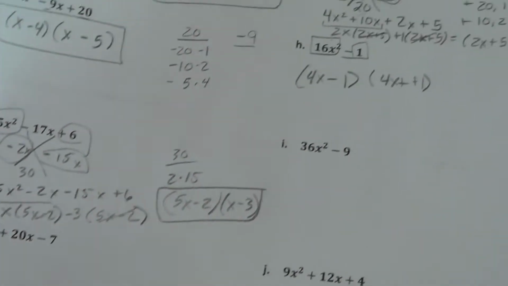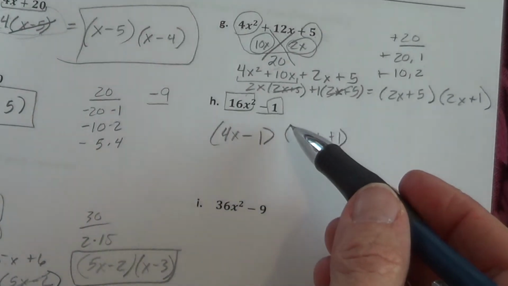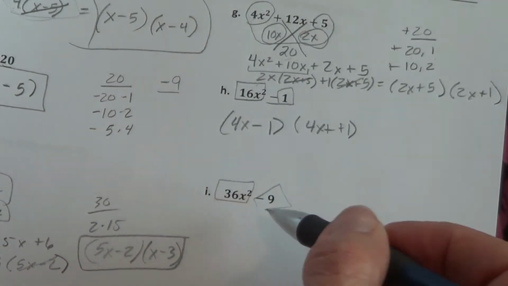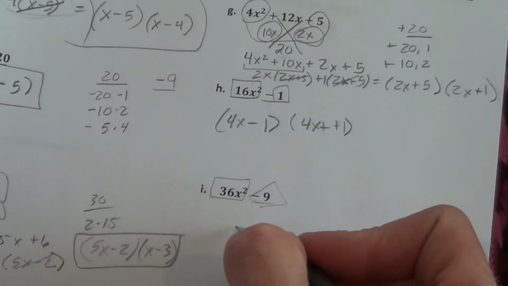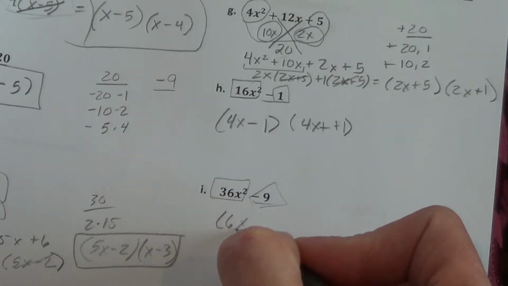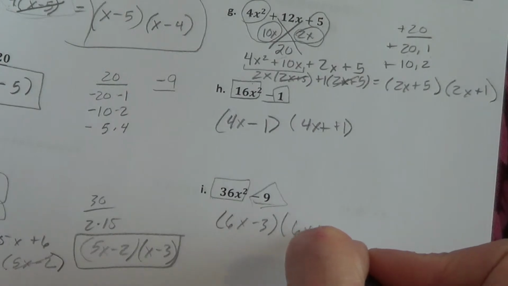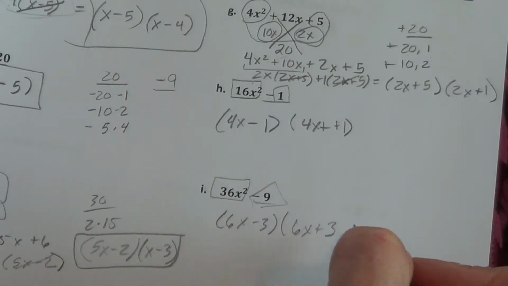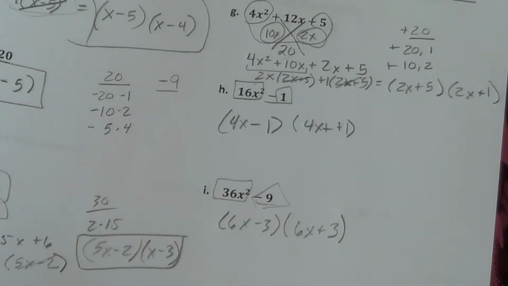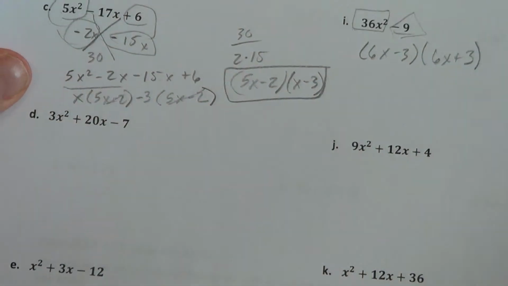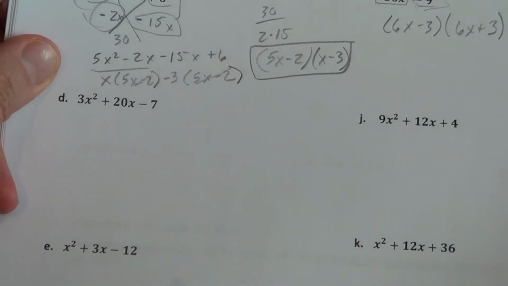Okay, next one, you should notice that it looks a lot like this one, no middle term. This is a perfect square, that's a perfect square. So go ahead and turn off the video and see if you get it. Okay, there's your answer of the difference of two squares. Go on down to the next one.